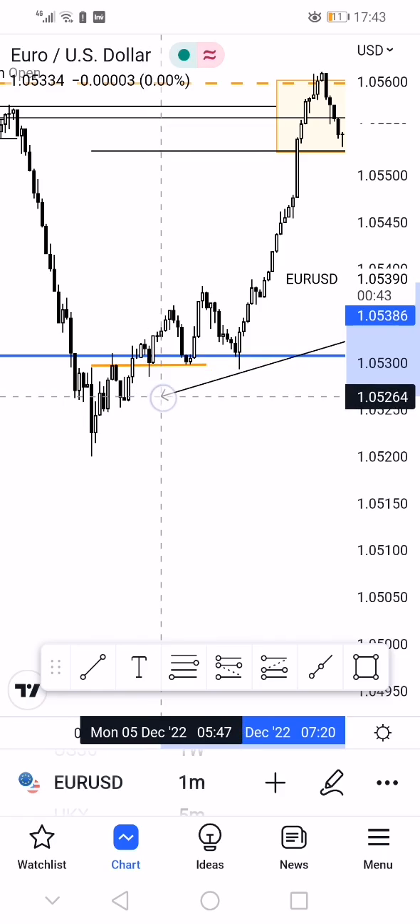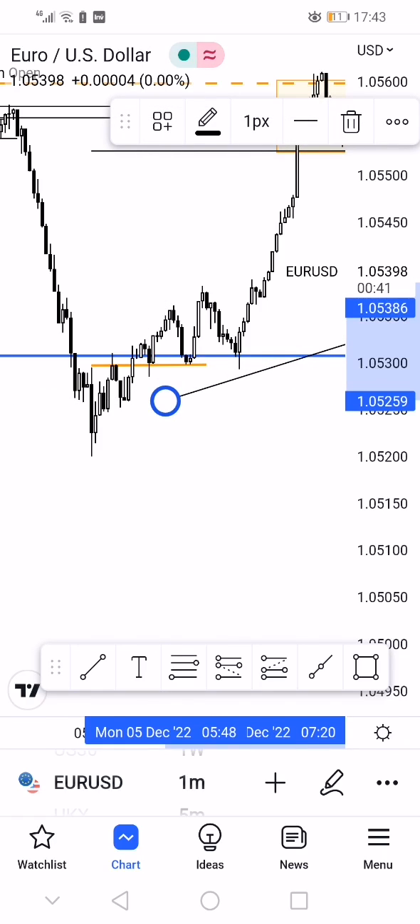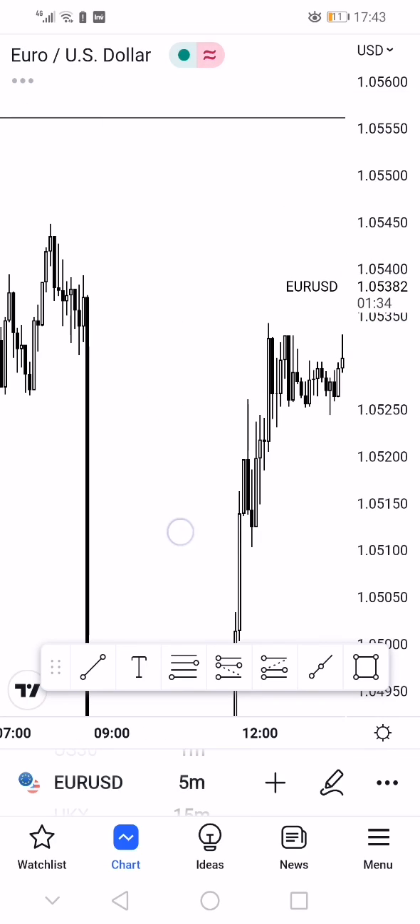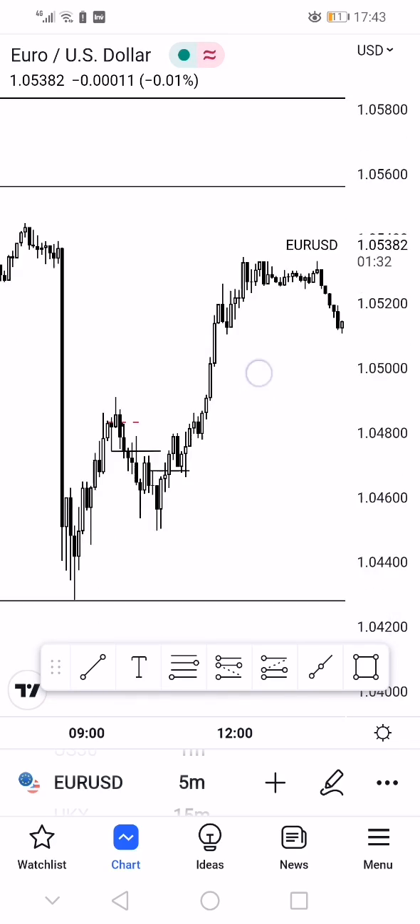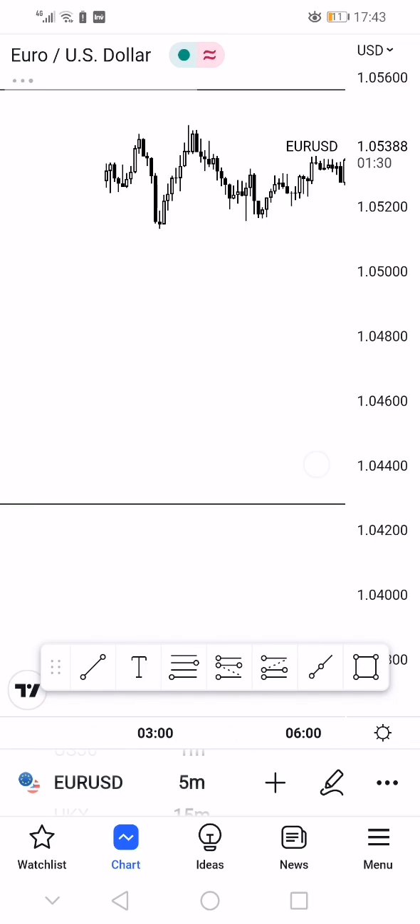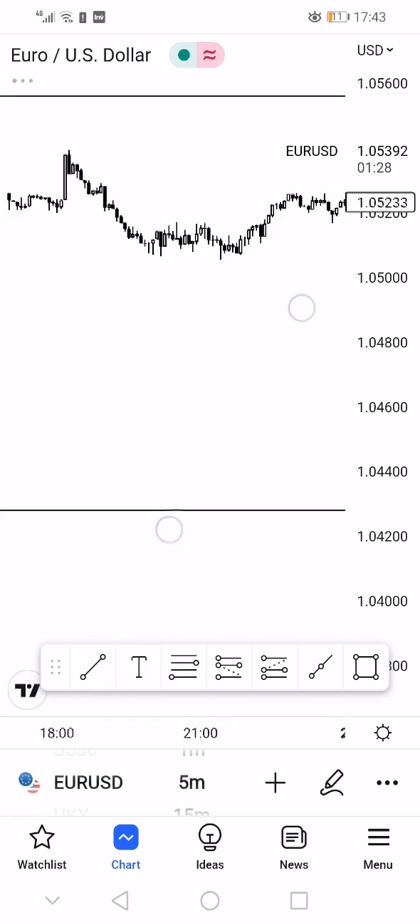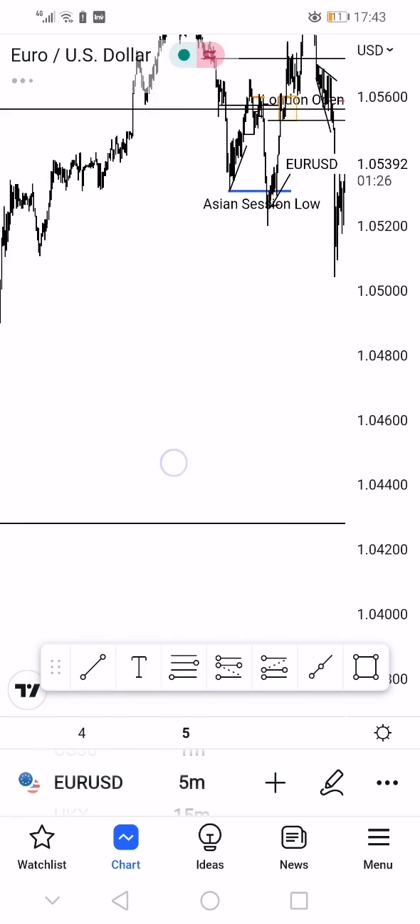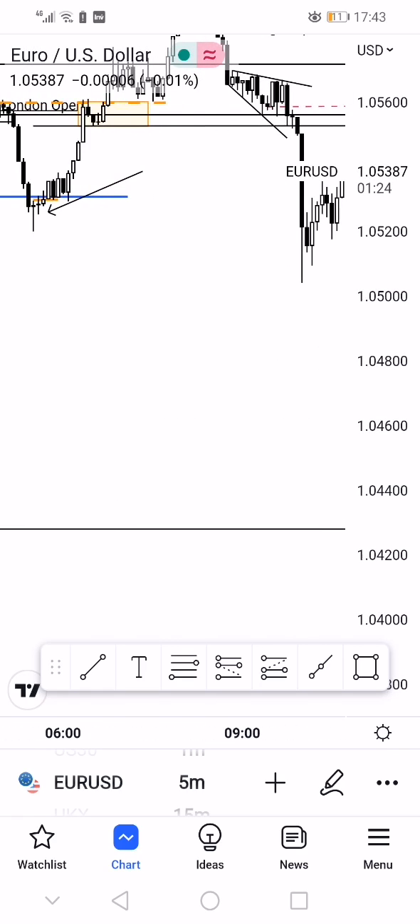So we get a fill here at the open of that candle, and then the market just takes off after that. It's the same model that I'm trading here in the London session, the ICT model that he showed us in his 2022 mentorship.